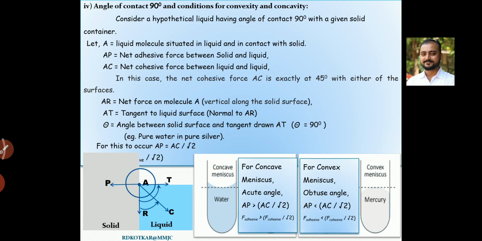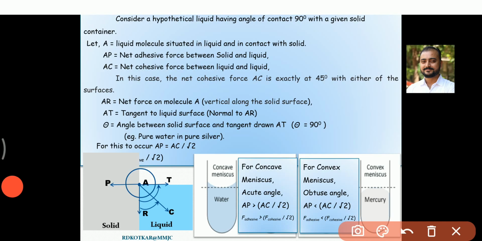As you observe these relations, this AC by root 2 and AP are the same everywhere. The only difference is that for formation of a plane meniscus, you should have the equal sign. For formation of a concave meniscus, you should have the greater than sign. And for formation of a convex meniscus, you must have the less than sign. In this manner, this is your topic, the angle of contact, formation of 90 degrees.